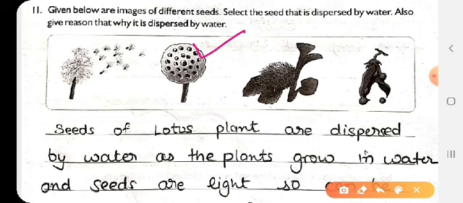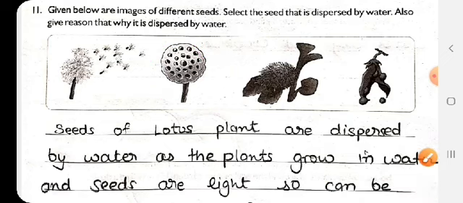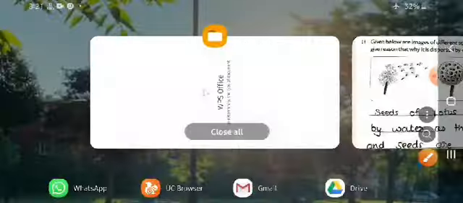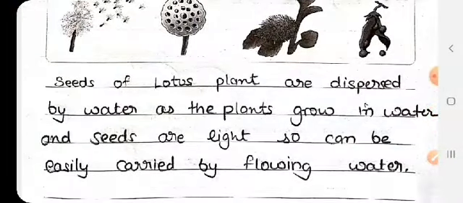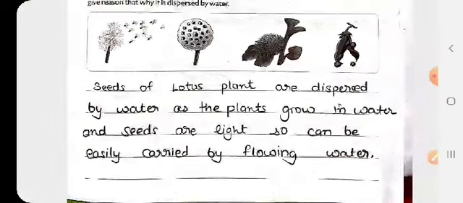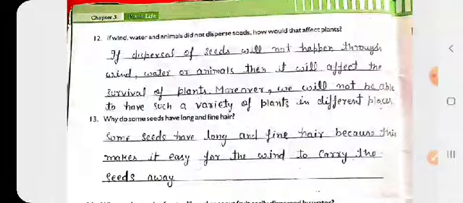So we will simply take it that this is the answer, and we will write down that seeds of the lotus plant are dispersed by water, as the plants grow in the water and seeds are very light, so they can be easily carried by the flowing water. Seeds of lotus can easily float in water. So that is why they are dispersed by water easily.